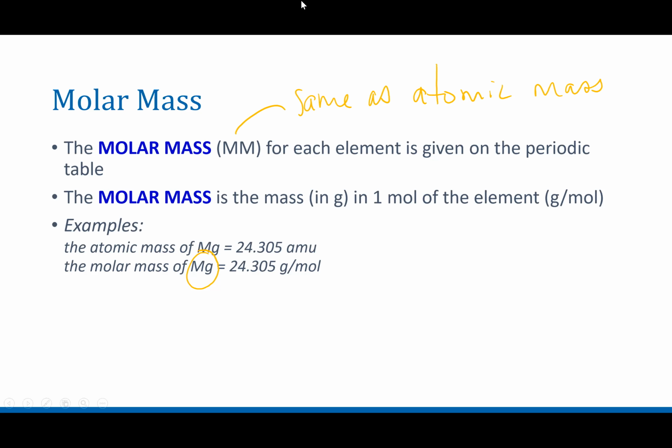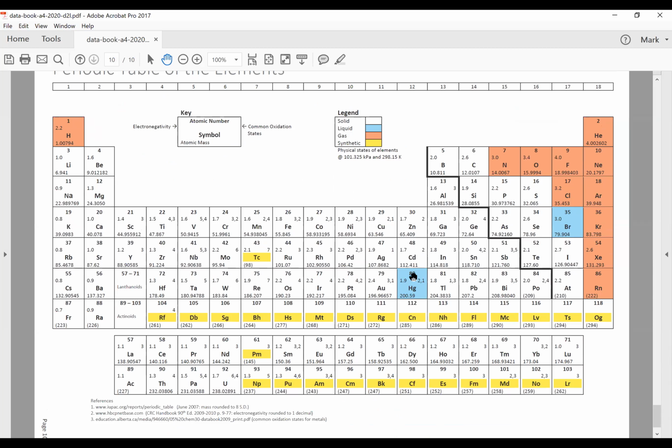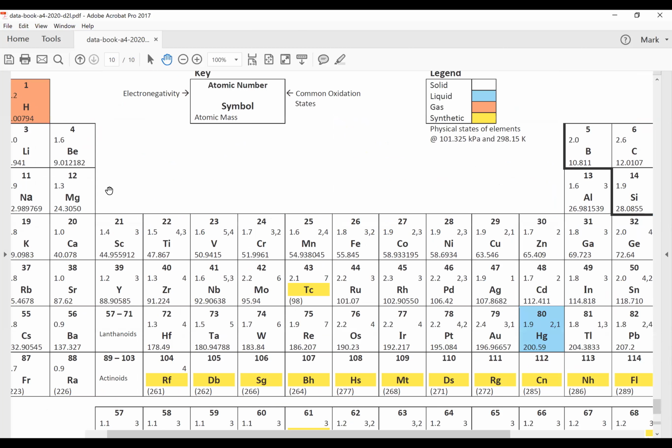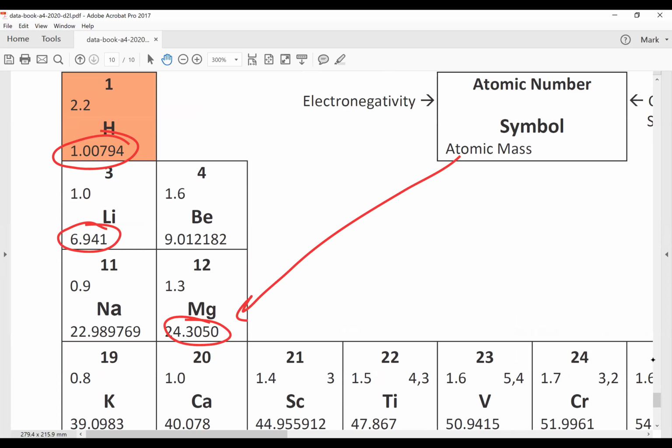All right, so how do I find it? Just imagine I asked you to calculate the molar mass of Mg. Well, go to your good friend, the periodic table. Okay, find Mg. And there we go, there's my molar mass. Well, sorry, maybe I circled that too big. Let me zoom in here. There we go, there's our molar mass. It's the same as atomic mass. If I asked you for the molar mass of lithium, 6.941. Hydrogen, 1.00749.